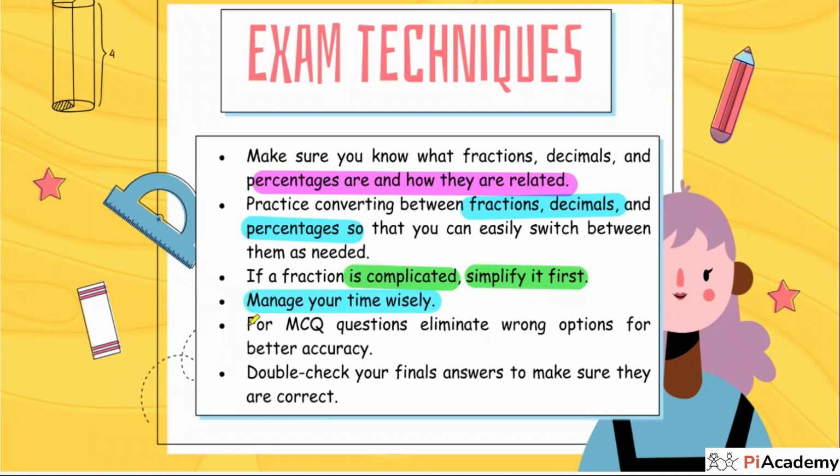Now let's talk about the GL board exam. In the GL board exam, we all know there are MCQs, multiple choice questions, right? For any MCQ, you can eliminate the wrong options. Then you can decide among the remaining options and select the correct one. The last one is to double check your final answers. Every time you have to check your answer before selecting it. Make sure you are selecting the correct answer. Double check your answer, right?